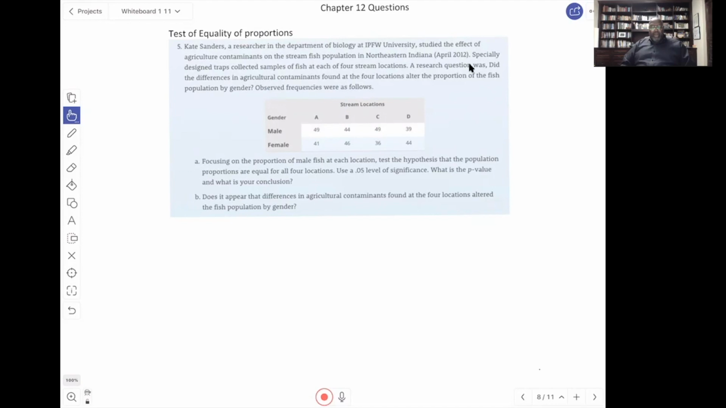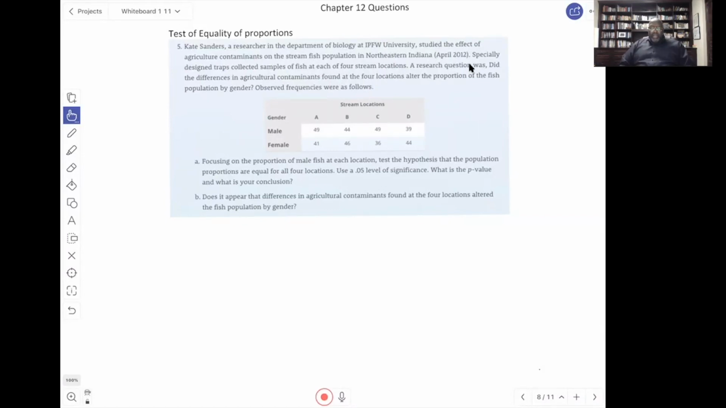It says, focusing on the population of male fish at each location, test the hypothesis that the population proportions are equal for all 4 locations. In other words, find the proportion of male fish for each location, and then test that against whether or not they're the same, they're equal.